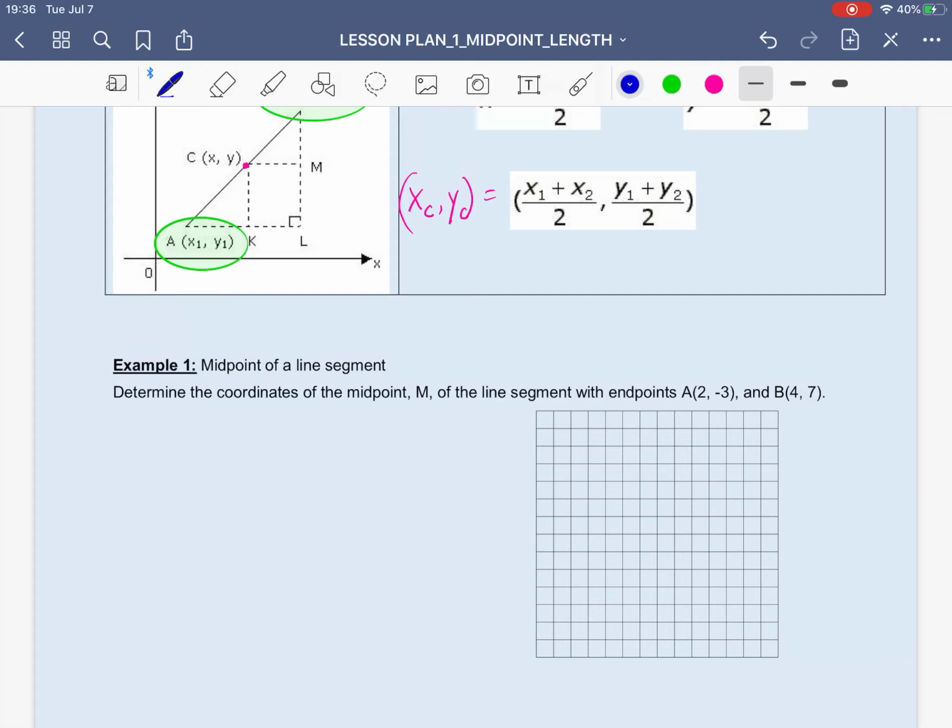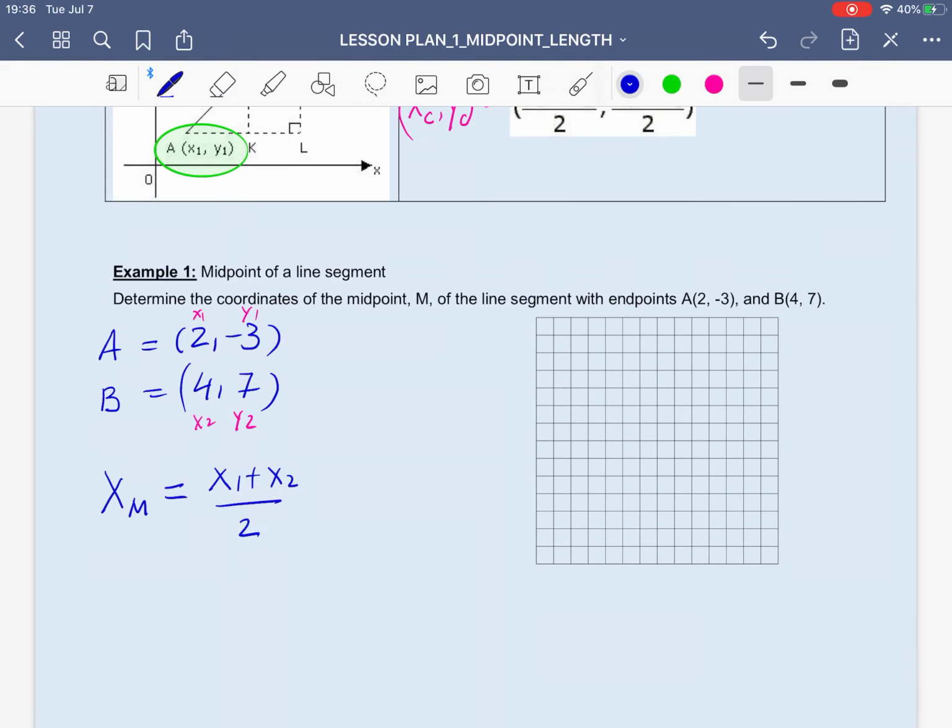We are given 2 points, point A with coordinates 2 and -3, and point B with coordinates 4 and 7. So we'll call this x1, y1, and this one x2, y2. And we'll say that the x in the middle will be the average, x1 plus x2 over 2. And the y in the middle would be the average, y1 plus y2 over 2.